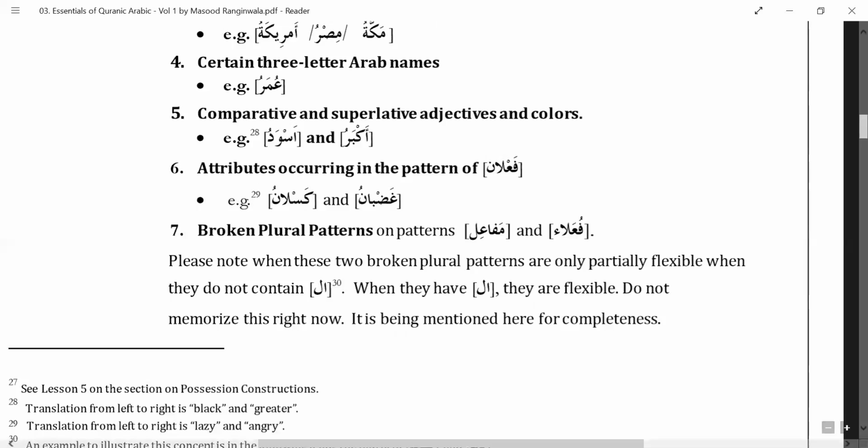Then certain patterns like fa'lanu, ghadbanu, kaslanu, these also are ending in anu. You do not put ani here. You cannot put a kasra. It will be anu or ana. Ghadbanu, ghadbana. Because ani will change the word to dual. So you do not put that. Then there are certain broken plural patterns. Fu'ala, mafa'il. These broken plural patterns are also partly flexible.